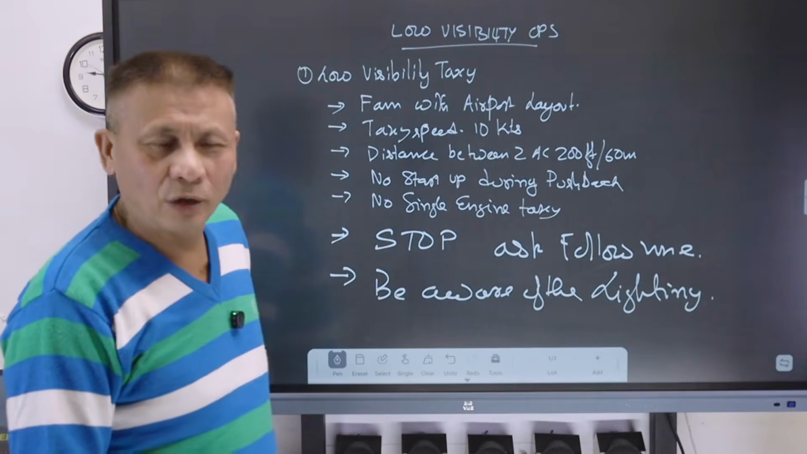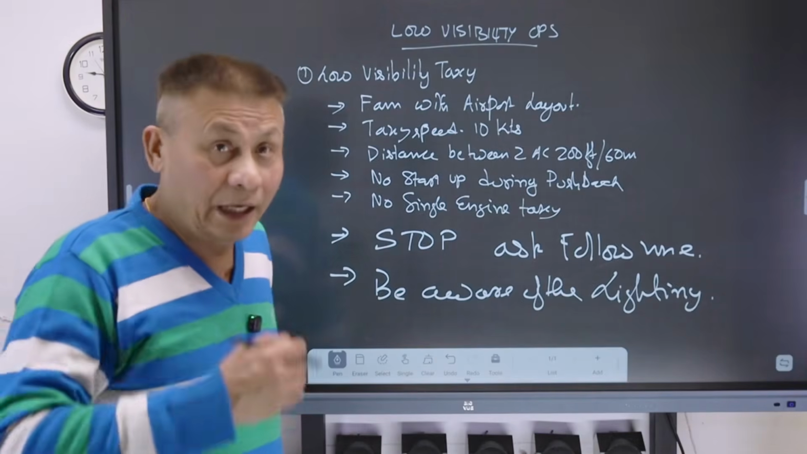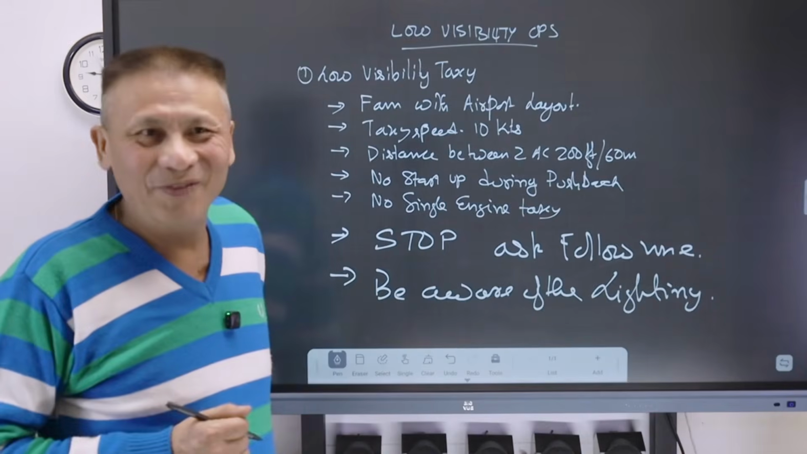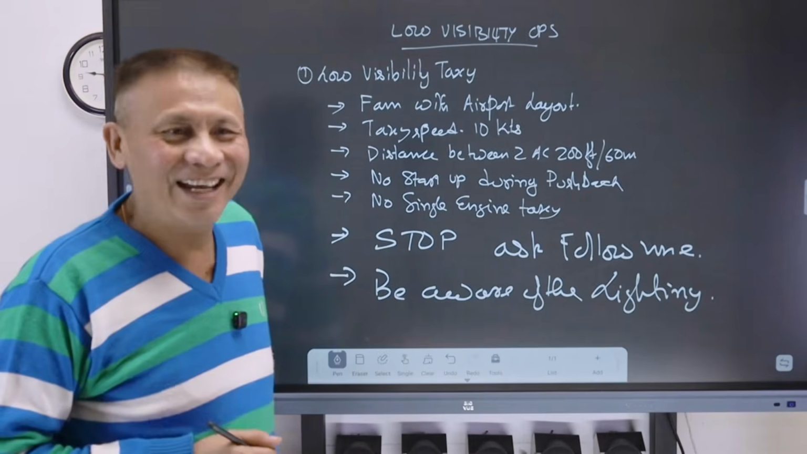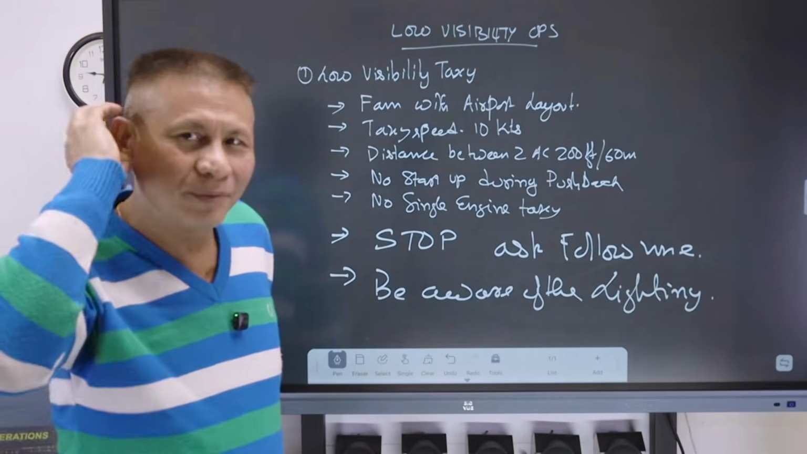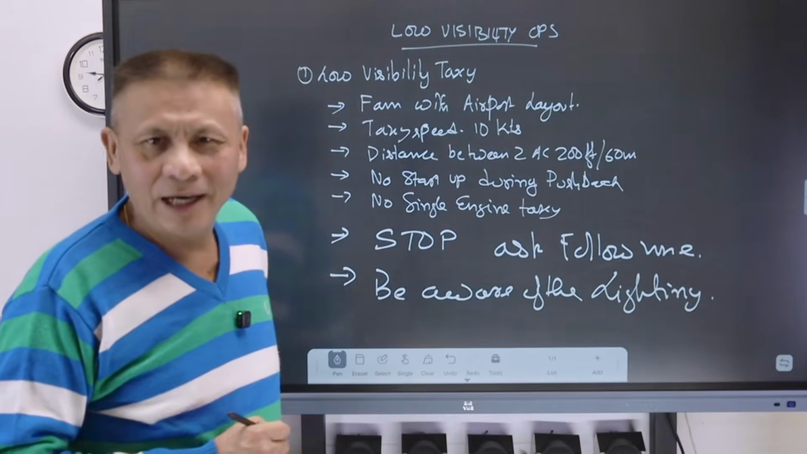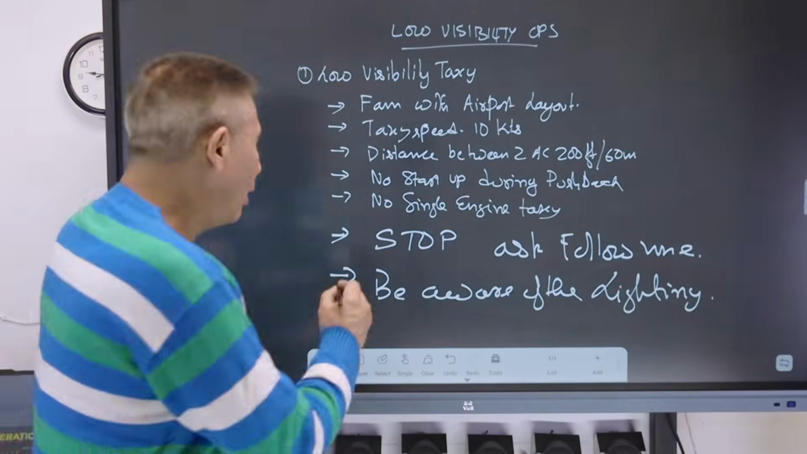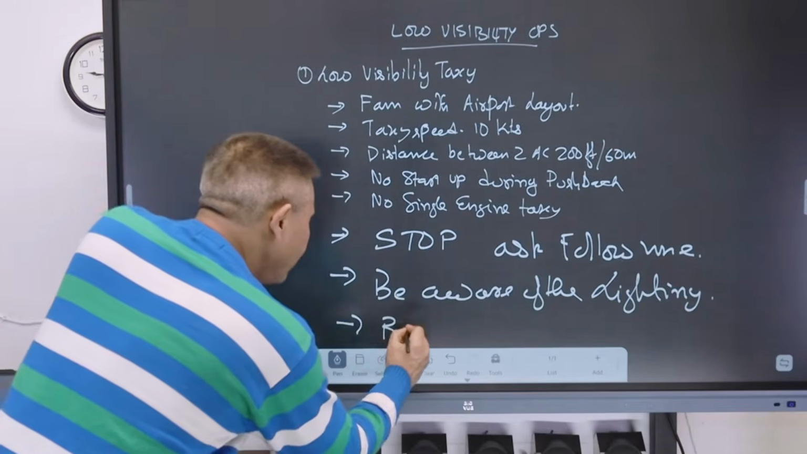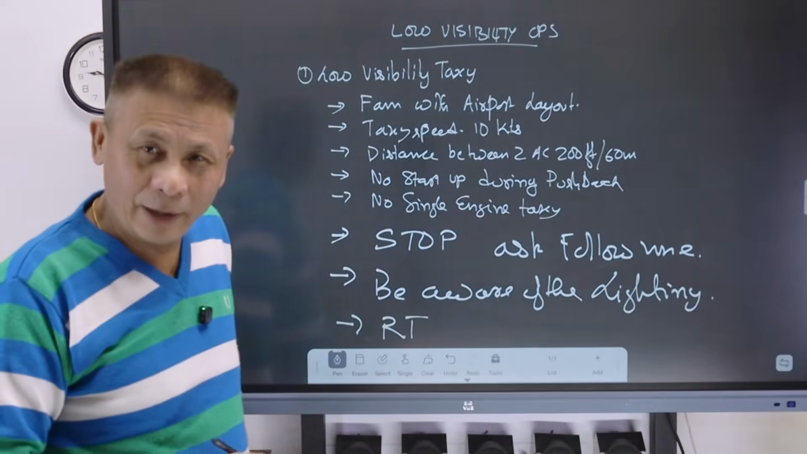Last but not least, since it is low visibility, I am almost blind. Then I need to open up my third eye. The third eye is nothing but your hearing ability. So monitor the RT and be aware of all the aircraft which are operating in that environment. RT is very important to improve situational awareness.